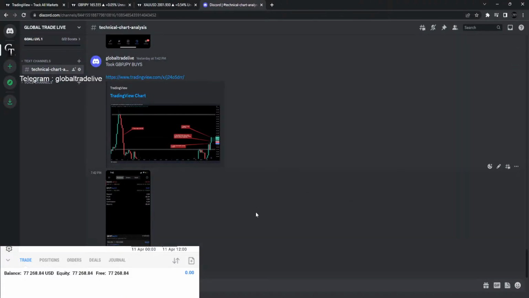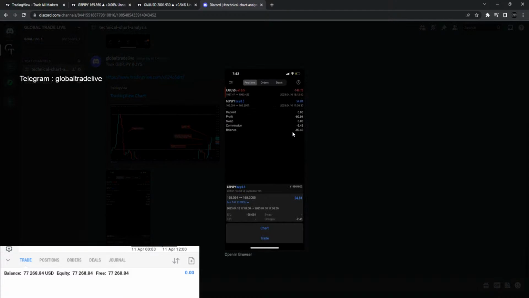So this is the Discord channel over here. Yesterday I took these two trades. If we talk about my trades from yesterday, these were the two trades. I took 0.5 lot in gold, and I booked a loss of 30 pips. And in JPY, I booked a profit of about 14-15 pips.